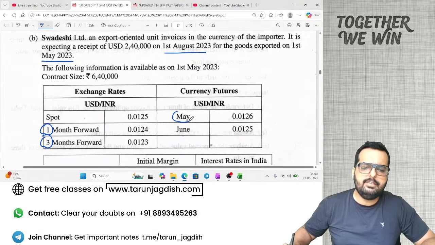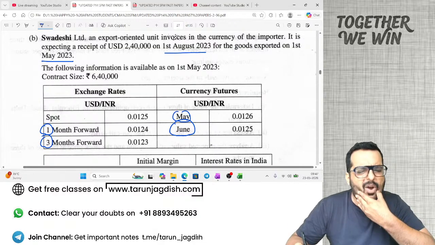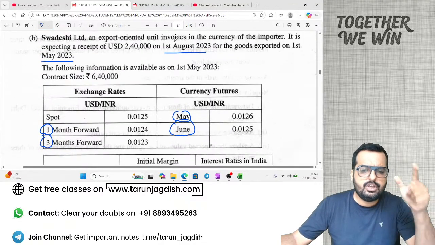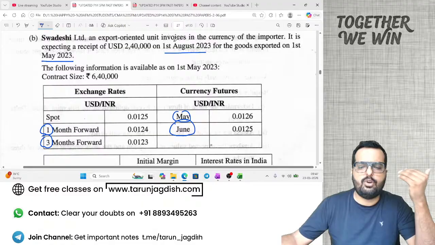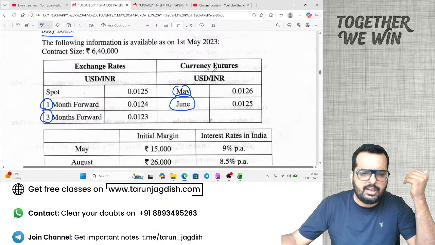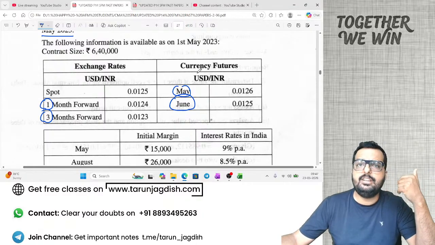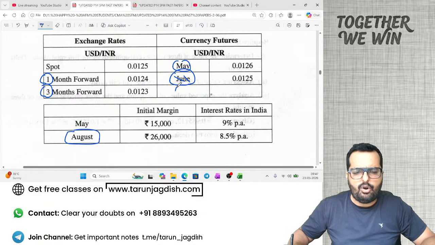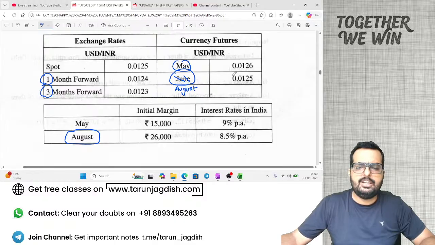Currency future for May is given, for June is given. Which one is relevant for us, friends? The export happens on 1st August. Why have they given May and June? They should actually give the future rate for 1st August, but they have not told anything like that. They have only given May. Ideally, when they say May it means the future rate for May, and June means the future rate for June. I think that's a correction. They have given August over here. This should be August, I believe. They made a mistake when they wrote it. So I'll take this as the F0.